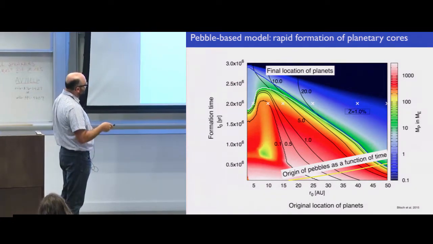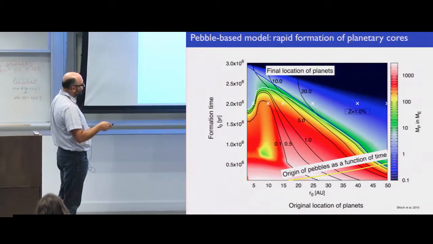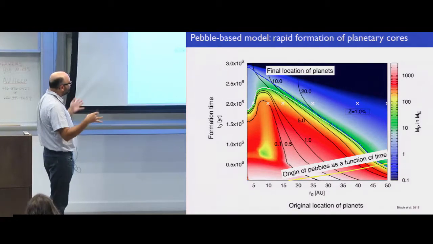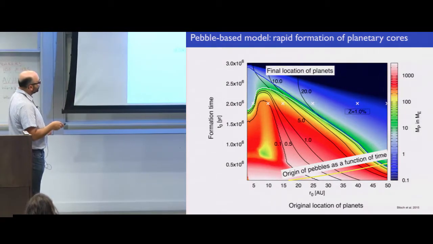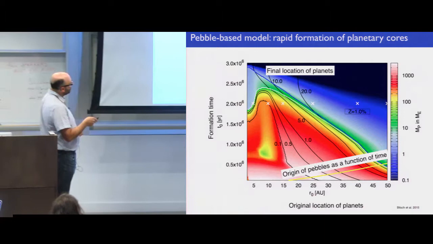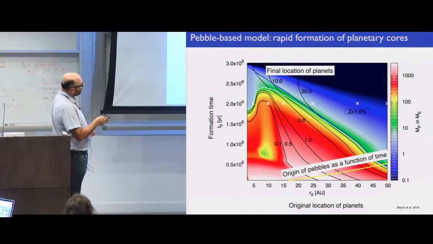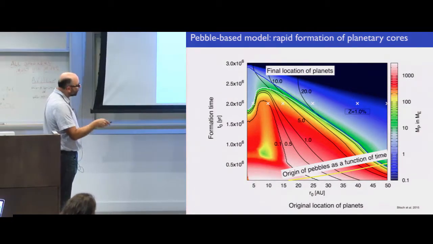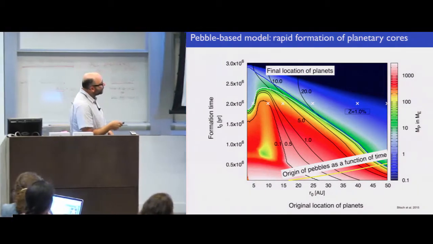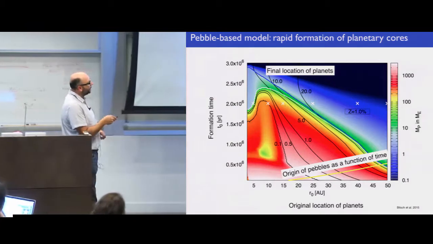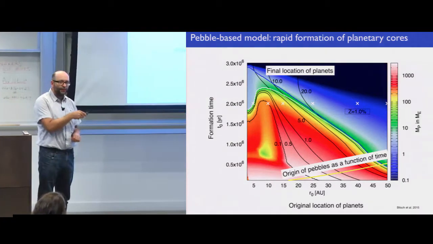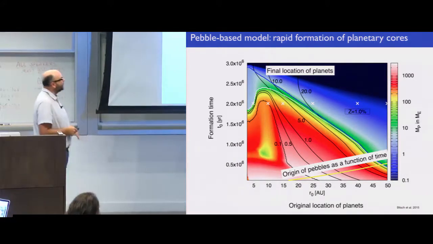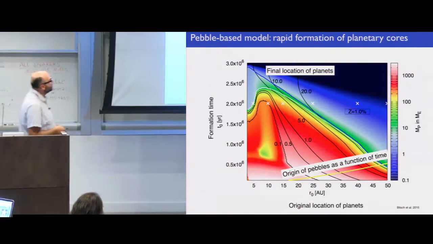Something that is interesting is this line, which is the origin of pebbles as a function of time. The pebbles drift very fast in the disk. So if you start your formation at 20 AU, the pebbles you will accrete at 20 AU have in fact been formed maybe at 70, 80 AU, because they drift very fast. One consequence is that since you accrete material that has been formed very far in the disk, it should be volatile rich. So pebble accretion in general predicts that planets are volatile rich, which has some implication on the habitability of planets in particular.